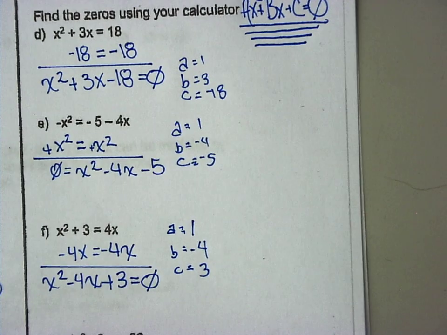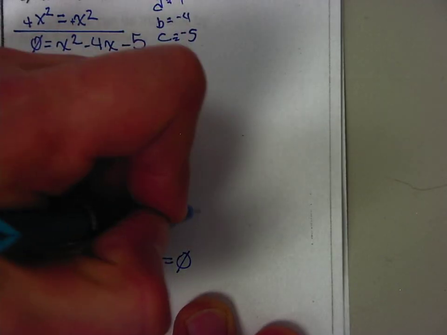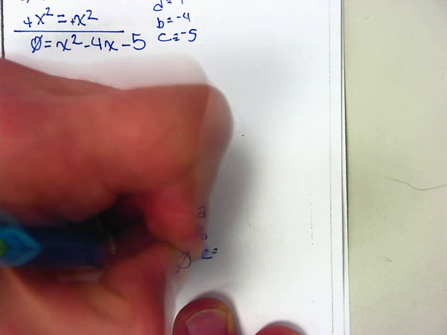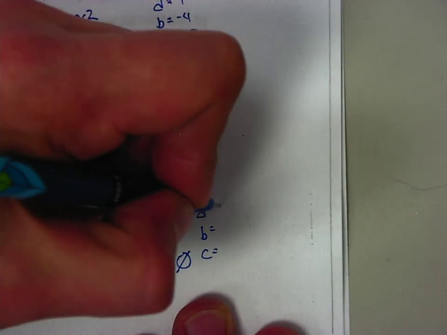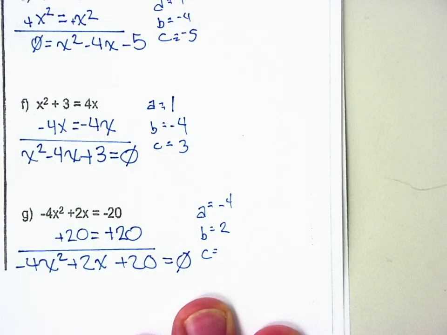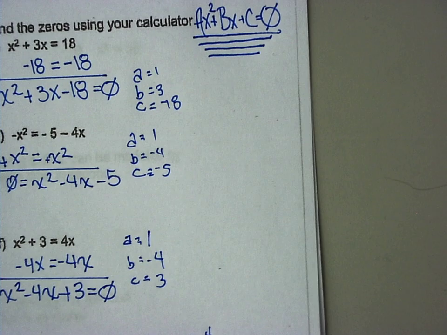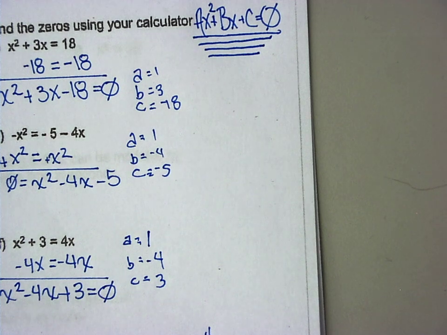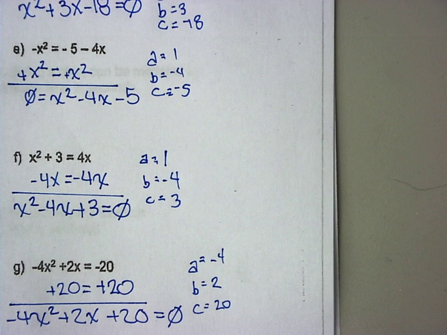And then for G, down here, let me go ahead and move my paper back a bit to get my A, my B, my C. My A is a negative 4, my B is a 2, and my C is a 20. Plug those all into your calculators to get your solutions. If you want to go ahead and pause the video, do the work, then I'll go ahead and reveal my solutions, and you can verify that you got them right.